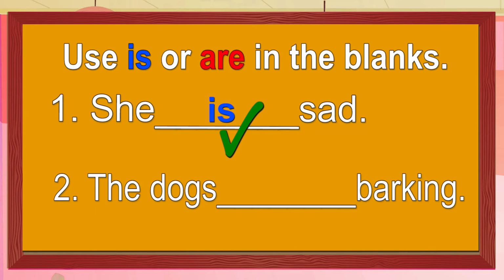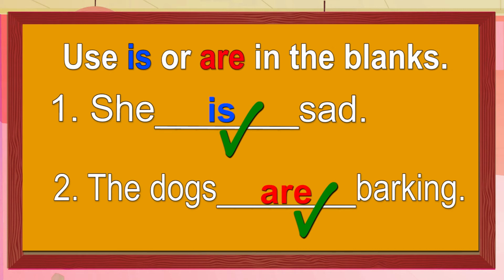The dogs are barking. We're talking about more than 1 dog. So we have to use the word are. A-R-E, are. The dogs are barking. Do you have that? You do? Great. Then put the tick at the end of the sentence.